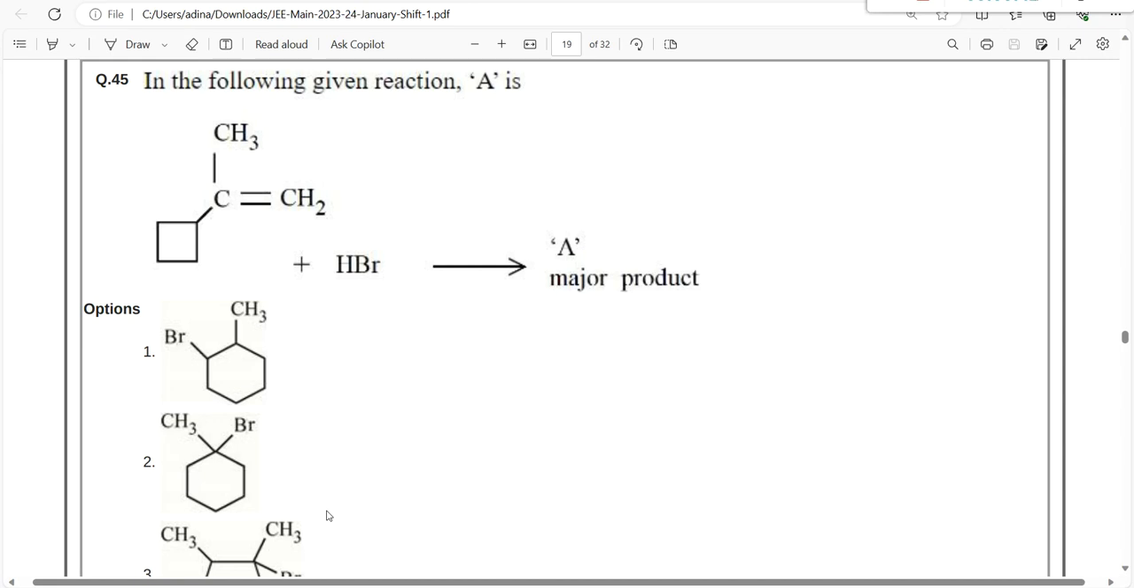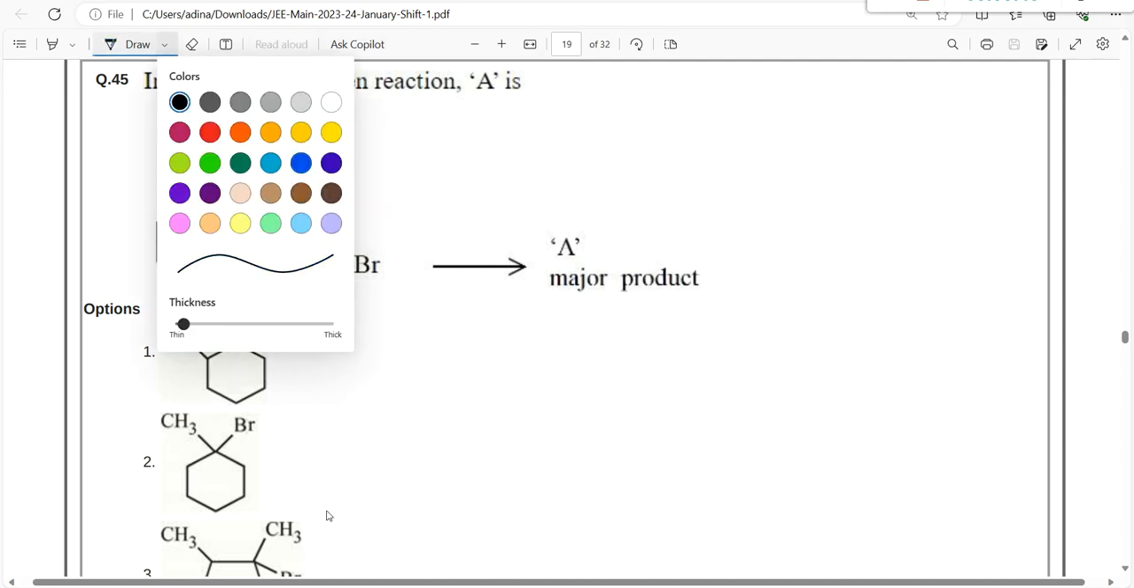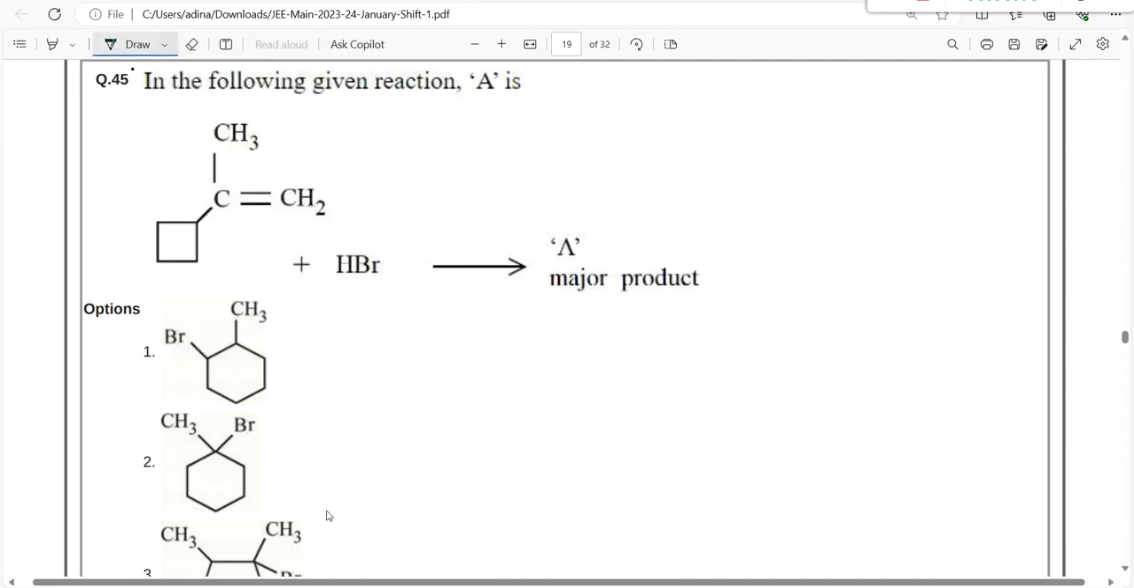In today's lecture, we are going to discuss two important topics. Now let us try to understand the given question here. In the following given reaction, what is the A? You have to find out the major product A. By solving this question, we can revise two concepts. You have to know the two concepts. The first one is Markovnikov's rule.